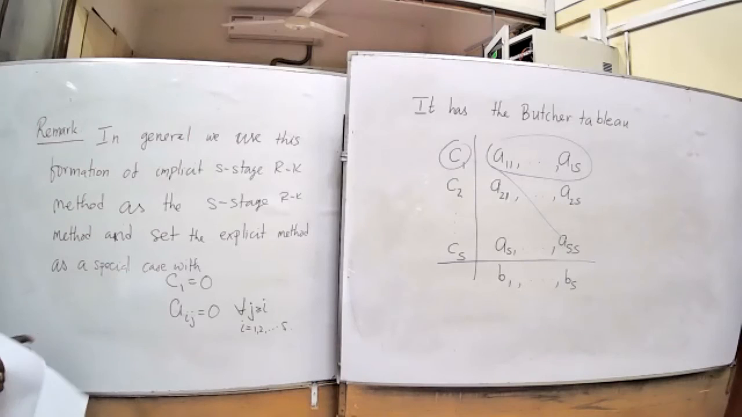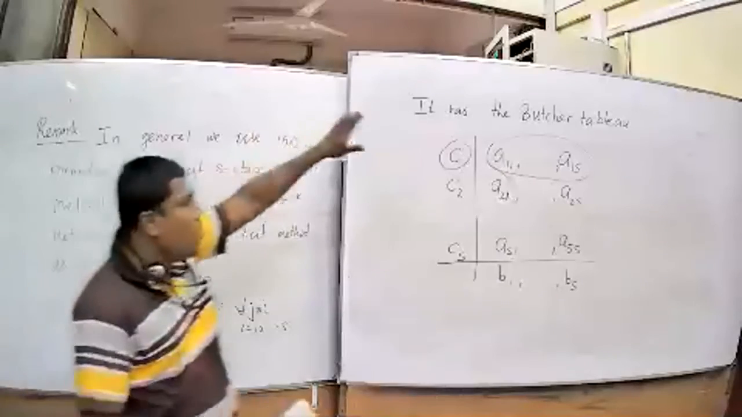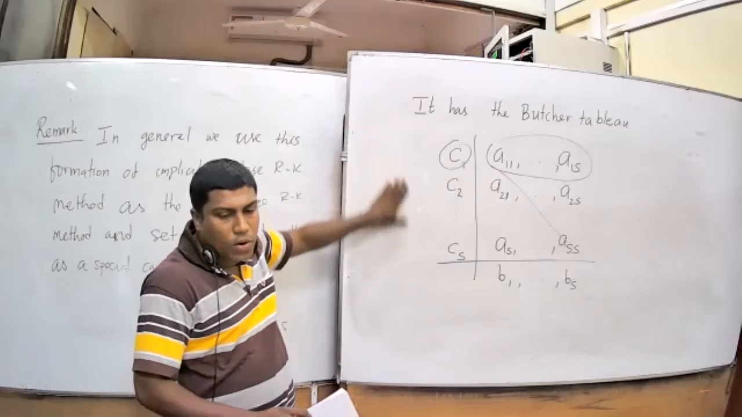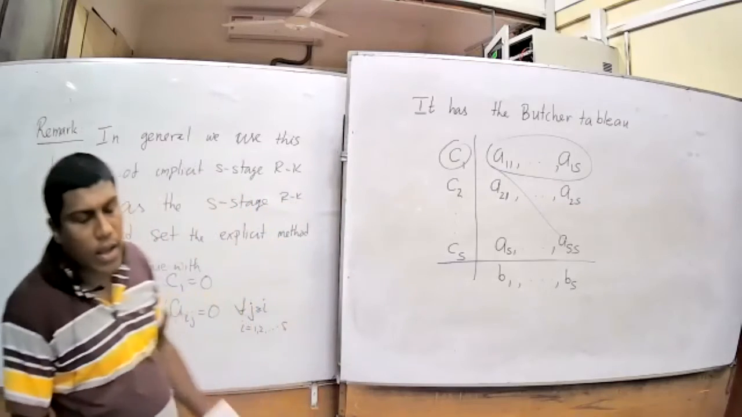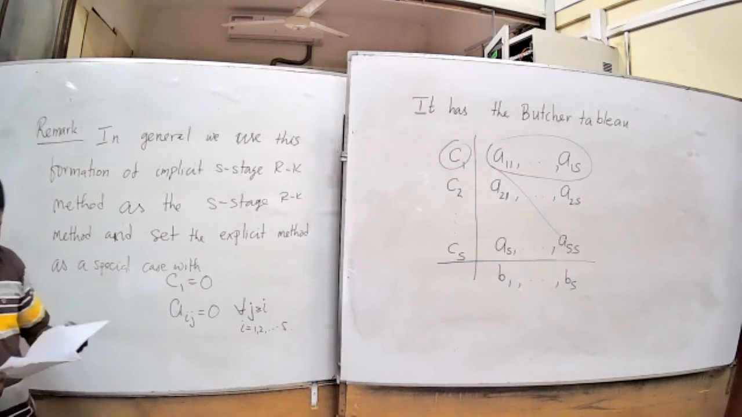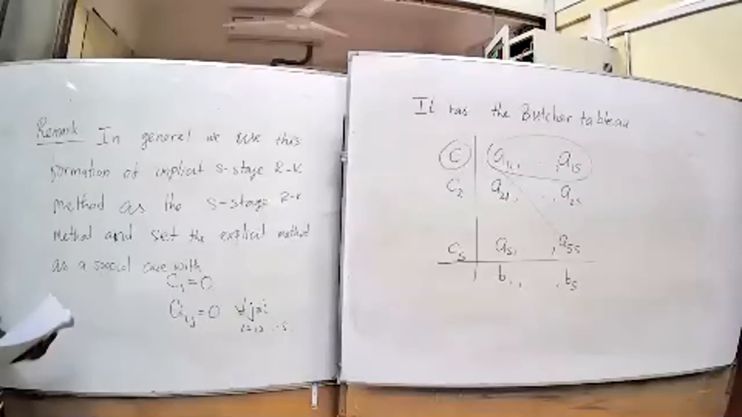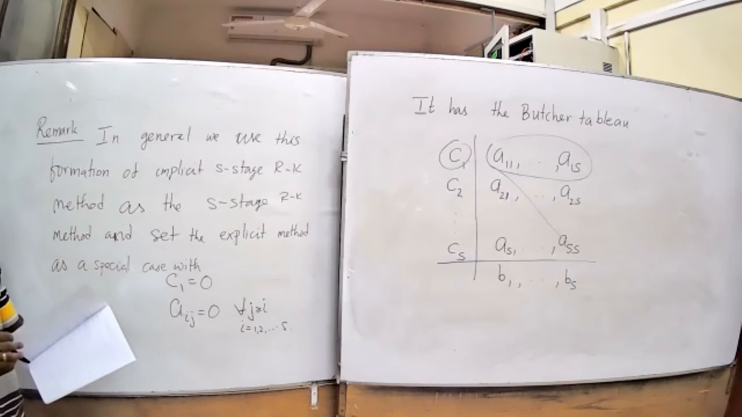Okay, so from now on, when I say S-stage Runge-Kutta method, this is the table I'm going to talk about, right? Or the formulation associated with this table is what I'm going to talk about, right? So in that case, we are going to see certain things, right?